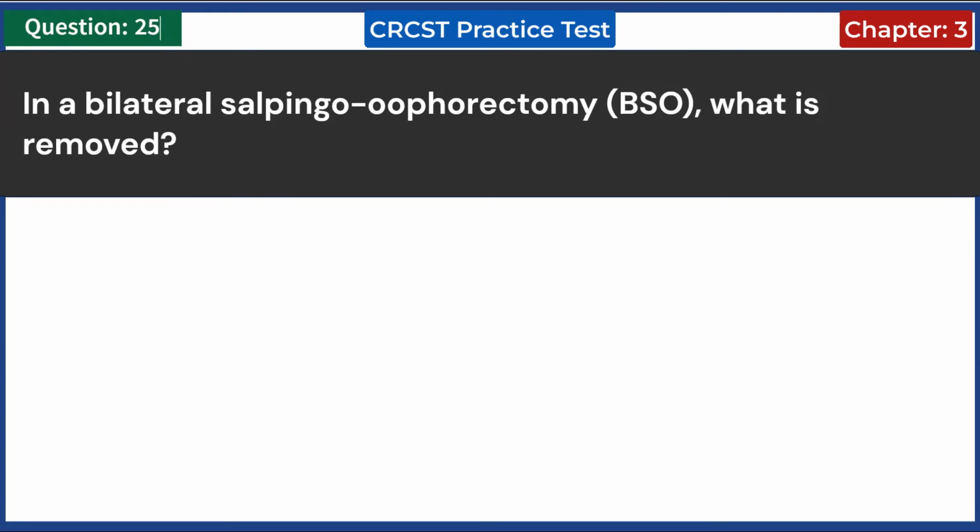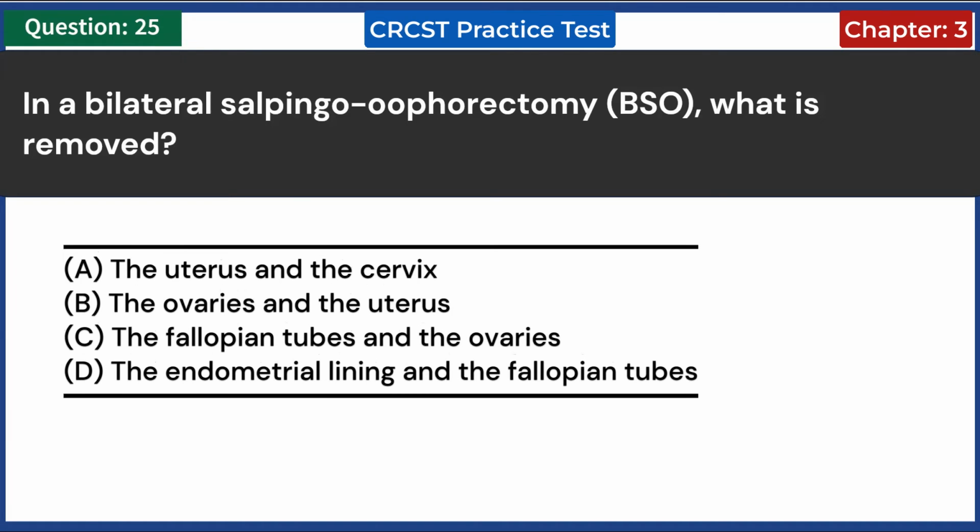In a bilateral salpingo-oophorectomy, BSO, what is removed? A. The uterus and the cervix. B. The ovaries and the uterus. C. The fallopian tubes and the ovaries. D. The endometrial lining and the fallopian tubes. Answer: C. The fallopian tubes and the ovaries.